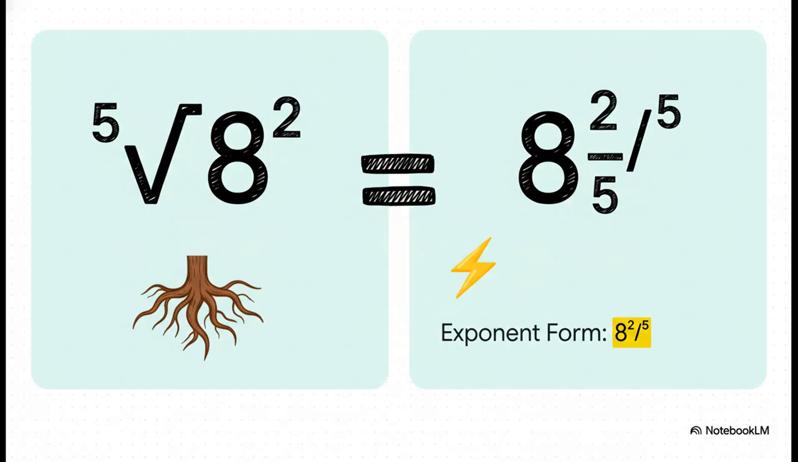So, take a look at this. On the left, we have a radical. On the right, a base with a fractional exponent. They look totally different, right? But here's the thing. They are mathematically identical. So, how can these two things mean the exact same thing? By the end of this, you'll not only get it, but you'll be able to switch between them like a pro. And that is a super handy tool for simplifying expressions.